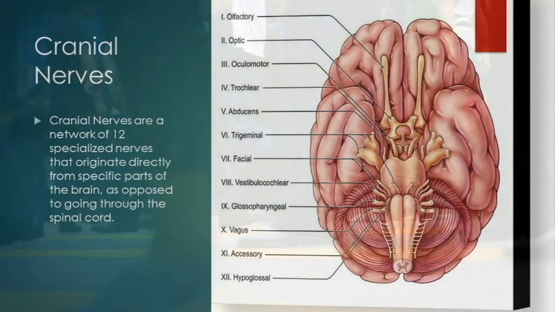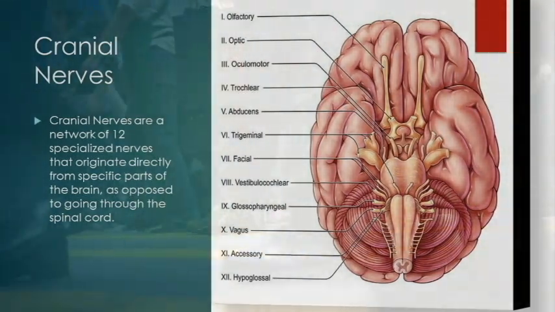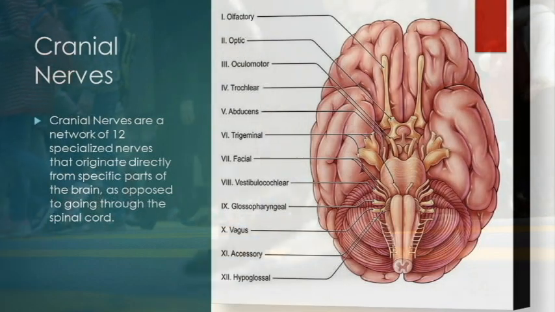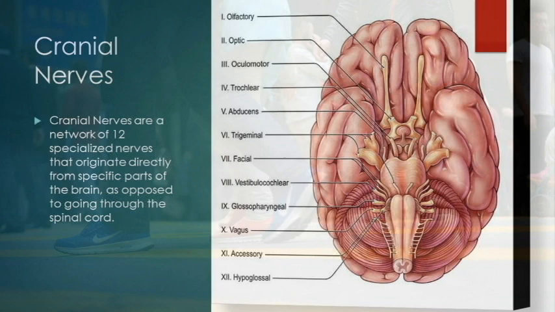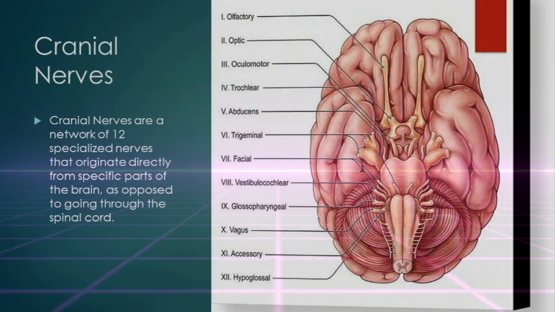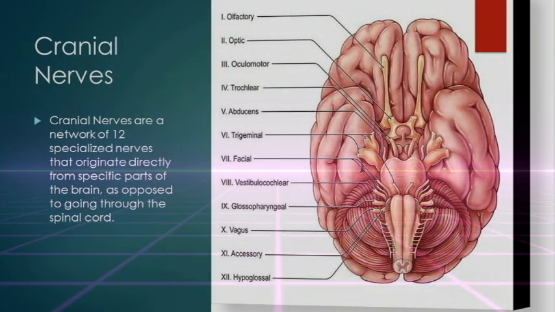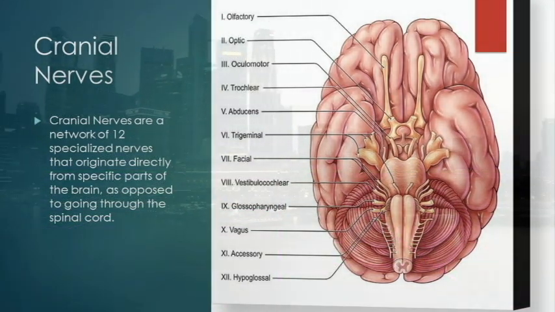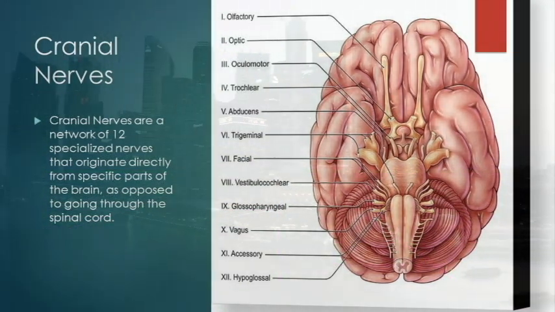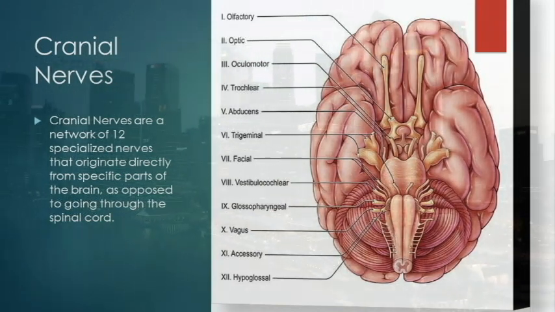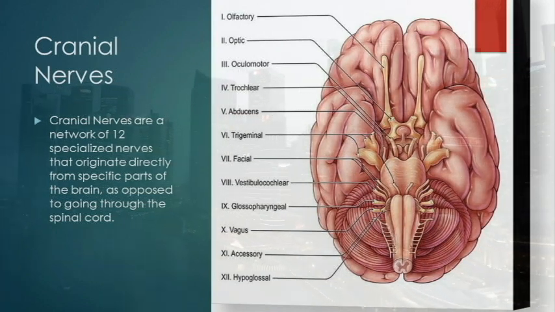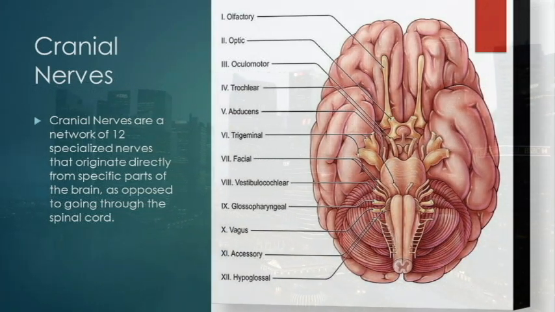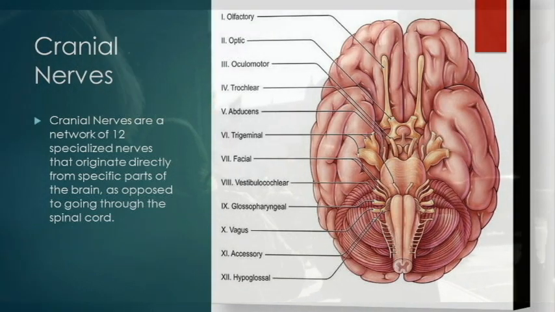Then we have the trochlear nerve, which is cranial nerve 4, and that's a motor nerve, and it controls the superior oblique muscles, which rotate the eye downward and outward. Then we have cranial nerve 5, which is the trigeminal nerve, and this is both motor and sensory, and its function is to be responsible for sensory input from the face and control of the muscles involved in chewing.